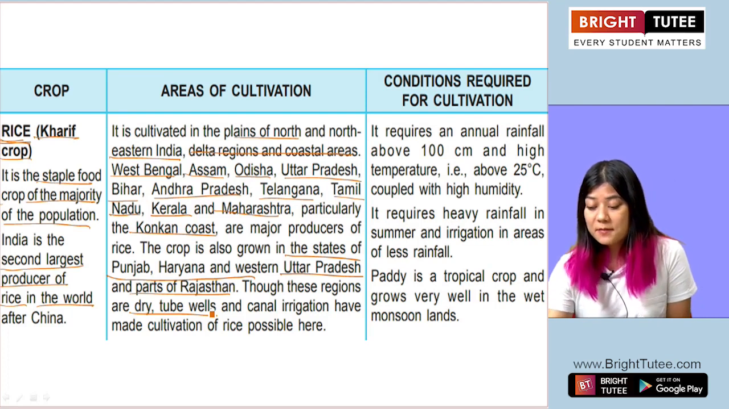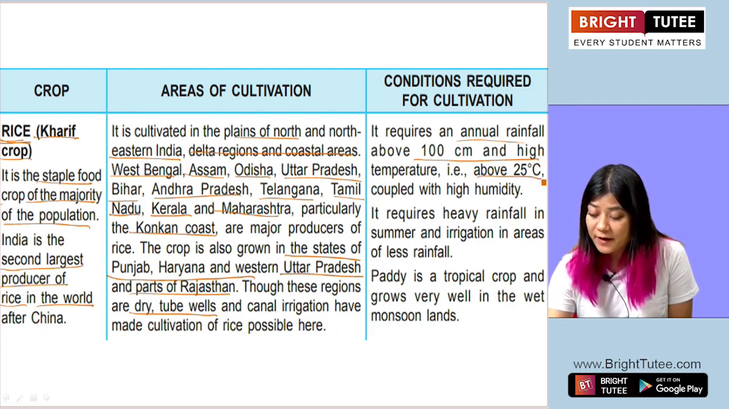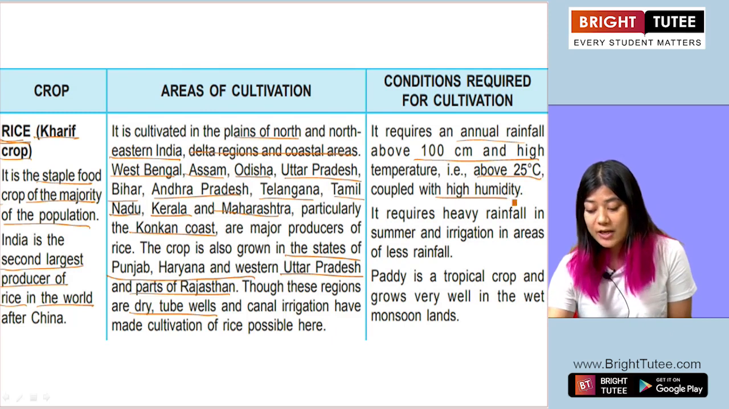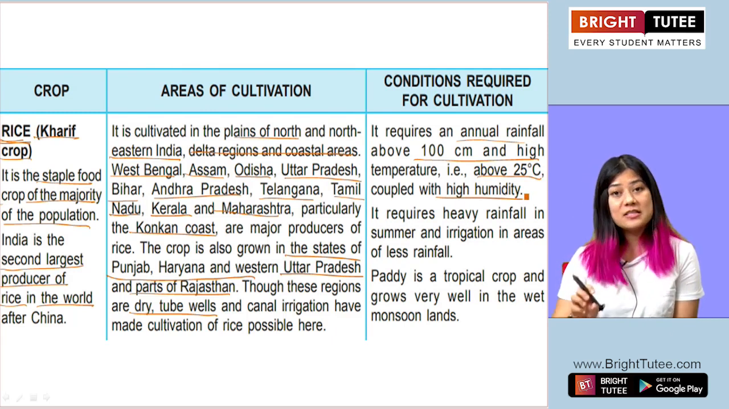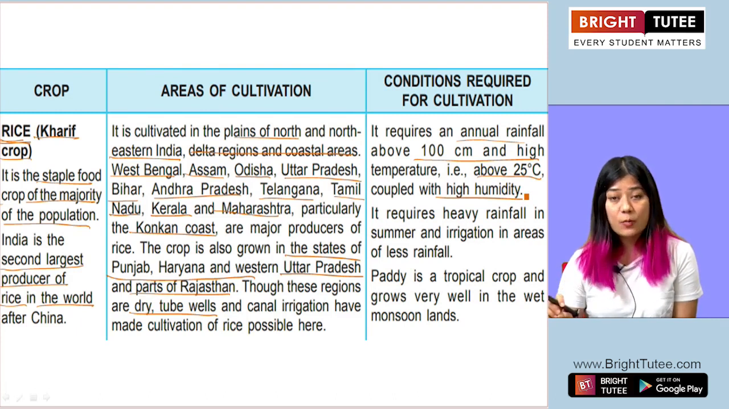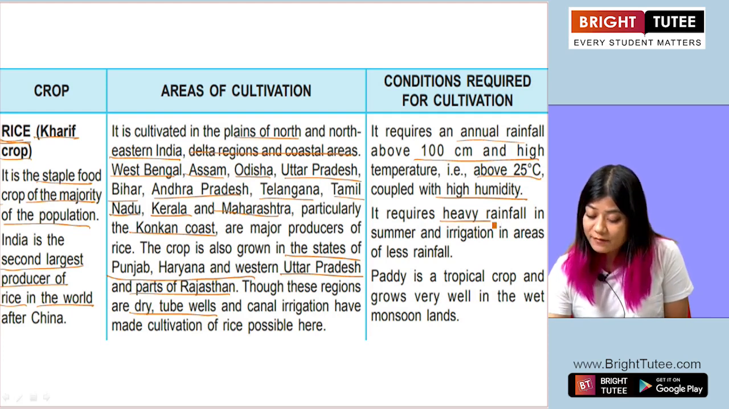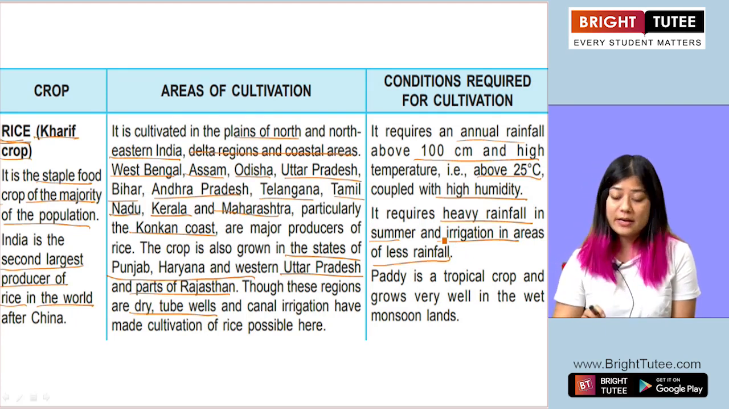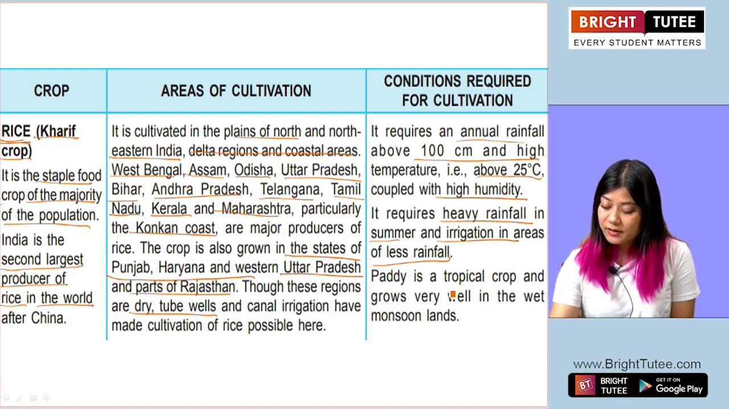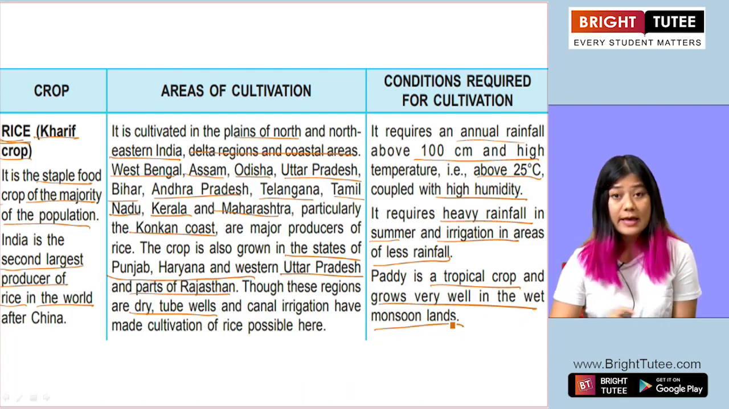Now let's look at some of the conditions required for the cultivation of rice. It requires annual rainfall of above 100 centimeters and high temperature above 25 degrees Celsius, with high humidity. This is the climatic requirement for rice cultivation. Rice cultivation also requires heavy rainfall in summer and irrigation in areas where there is less rainfall. Paddy is a tropical crop and grows very well in the wet monsoon areas or land.